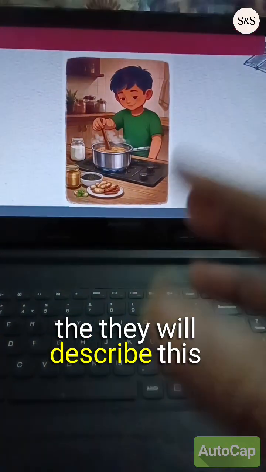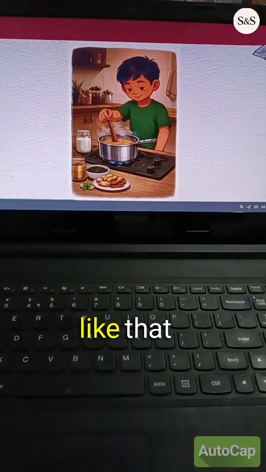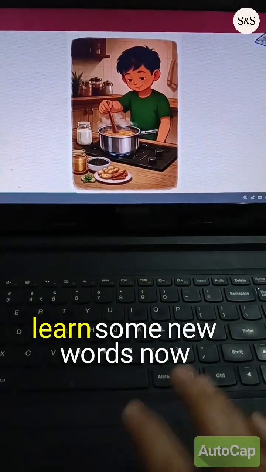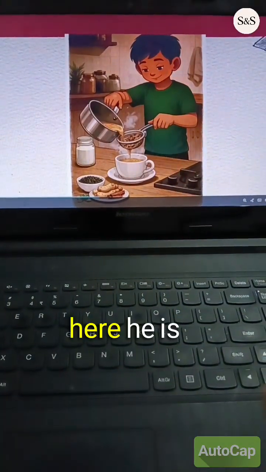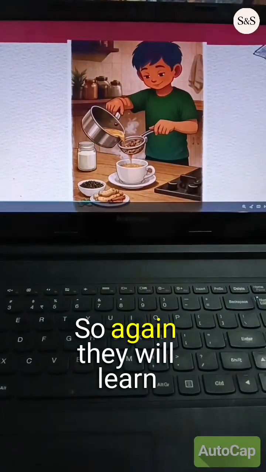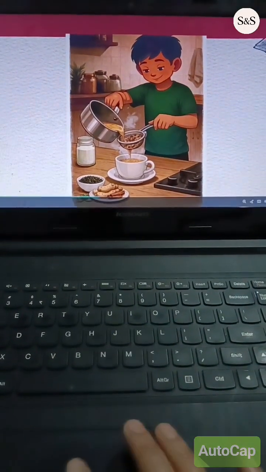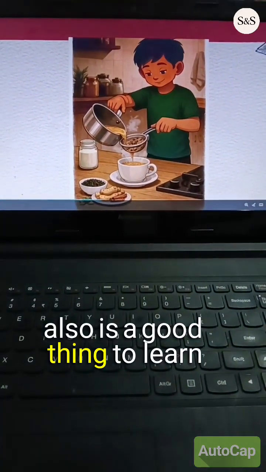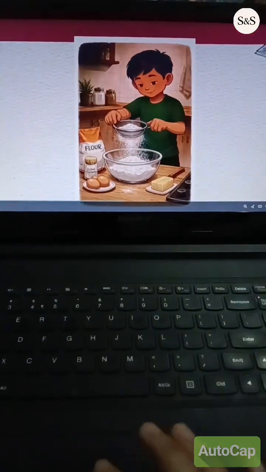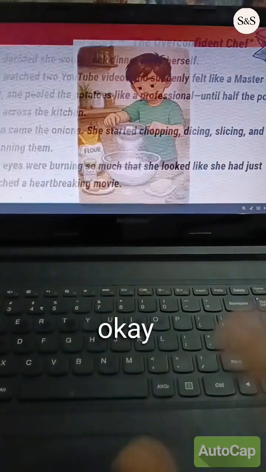Now they will describe this picture, what he is doing. He is stirring the tea, like that. In this way they will learn some new words. Now here he is straining the tea, with the strainer. Again they will learn the name of this utensil. Learning by picture is a good thing, as everyone knows. Again there is a picture where he is sieving the flour.